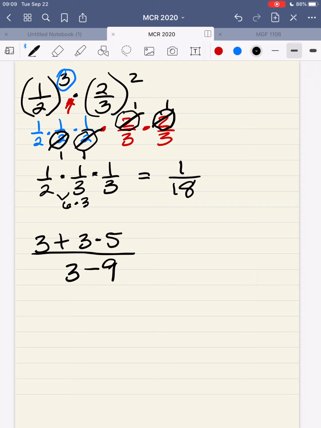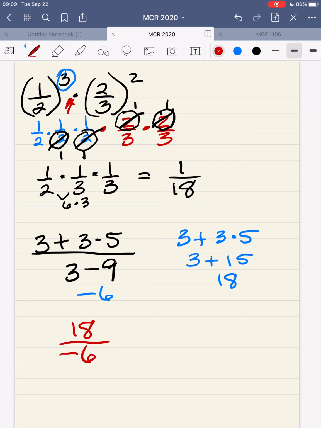Okay, last one we're going to talk about today. This one I would definitely handle as an order of operations problem. If I'm going to go ahead and work the top, I have 3 plus 3 times 5. Multiplication comes before addition, so I have 15 plus 3, which gives me 18. My 3 minus 9, my 9 is bigger, gives me -6. If I go ahead and put it back together, I have 18 in my numerator. I have -6 in the denominator.